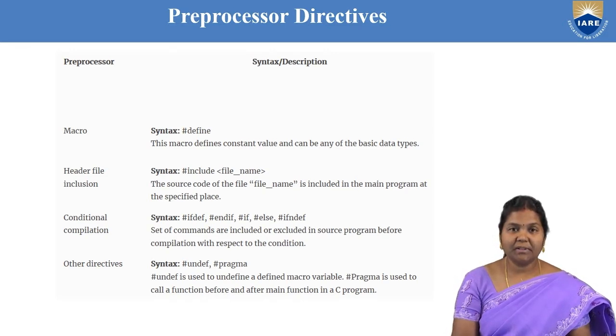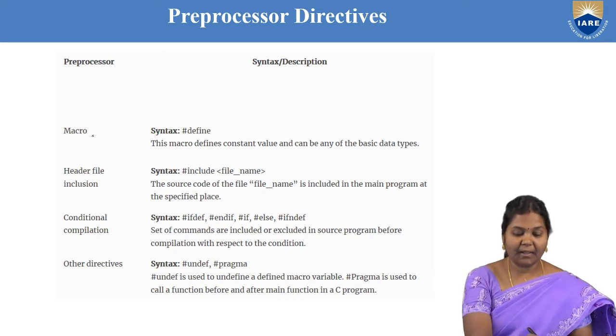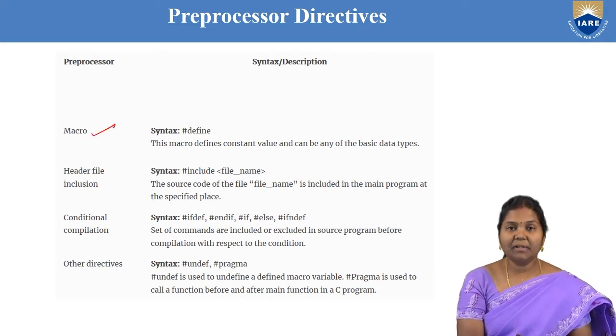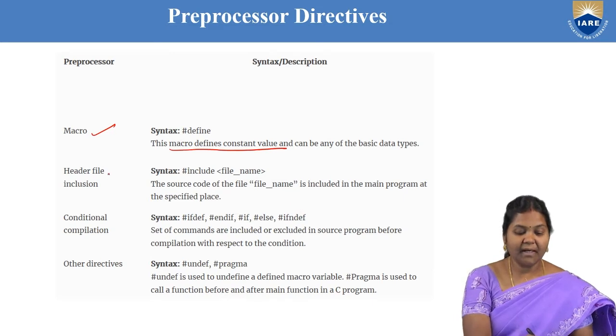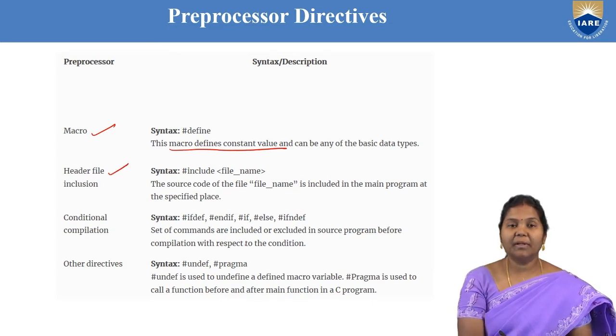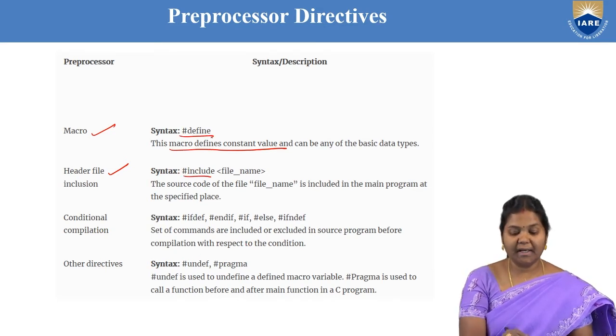In C language, the preprocessor directives are of different types. First, they can be macros. The macros are defined using the hash define statement. Normally, a macro defines constant values using the hash define directive, and can be any of the basic data types. The second category of preprocessor directive is header file inclusion. The hash include directive is popularly used to include the header files.